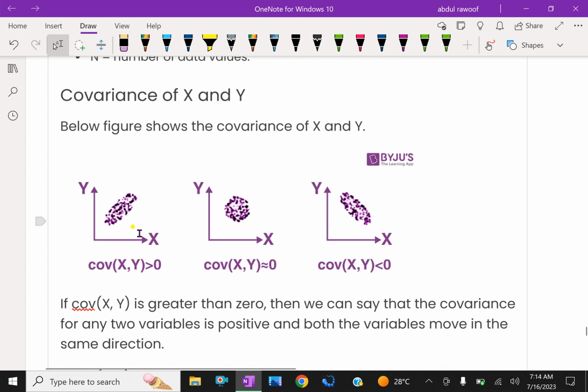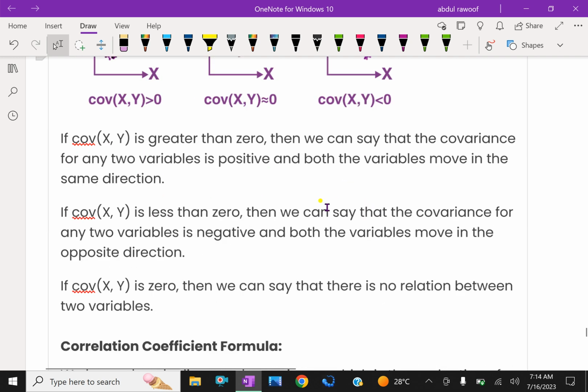Let us look at this graphically, the covariance of x and y. Here, covariance of x and y greater than 0 means it looks like a positive increase, and when there is no covariance, that means covariance of x and y equals 0, it is dotted, not extending in either direction. Then covariance of x and y negative looks just the opposite of the positive one.